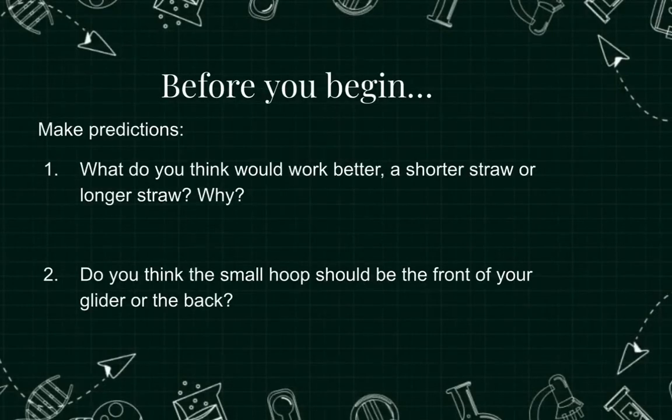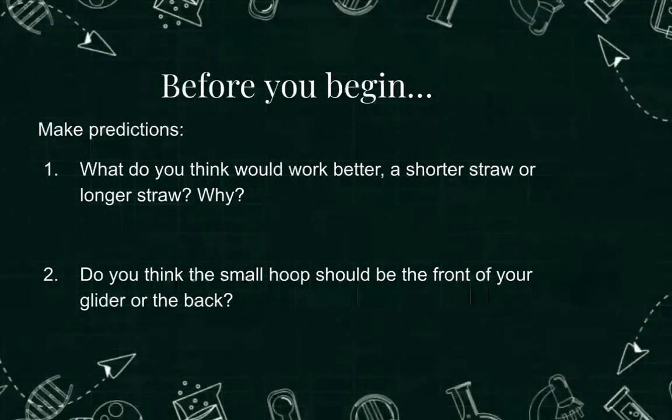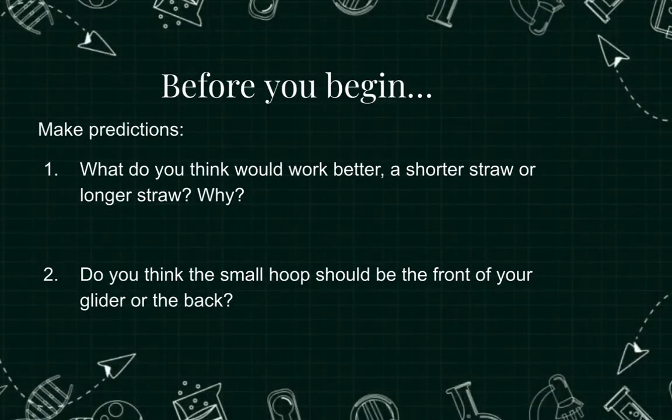So, before you begin, make some predictions. Think about these things. What do you think would work better, a shorter straw or a longer straw, and why? Do you think the small hoop should be the front of your glider or the back of your glider? Now, this is just where you can put your thoughts down. What do you think will work best?